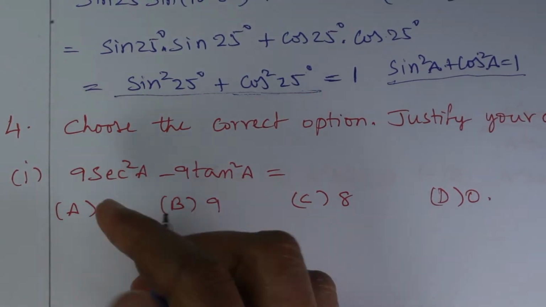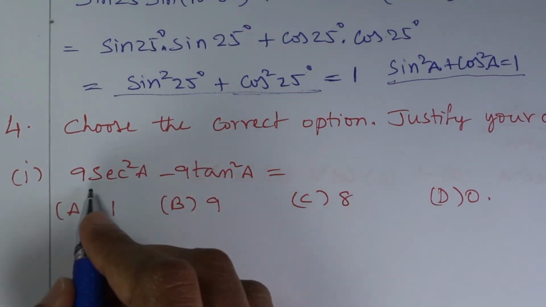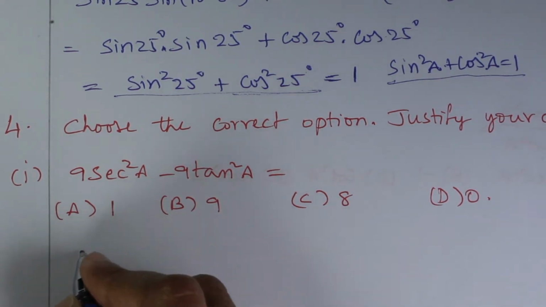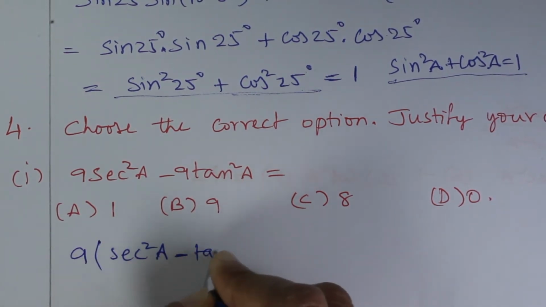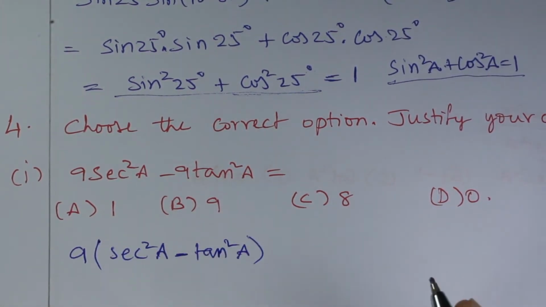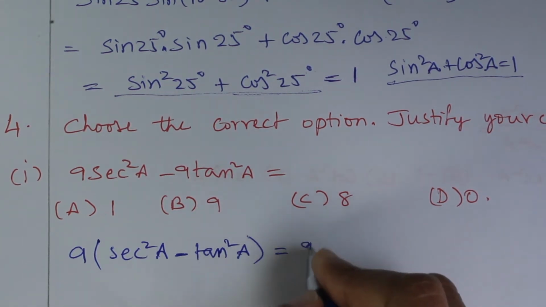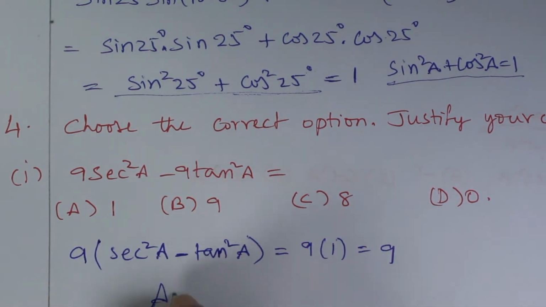Now let's move to the fourth question. Choose the correct option, justify your choice. So first one is 9 secant square a minus 9 tan square a. So this can be written as 9 into secant square a minus tan square a. We know that secant square a minus tan square a is 1. 9 into 1, that is equal to 9. So the answer is B.